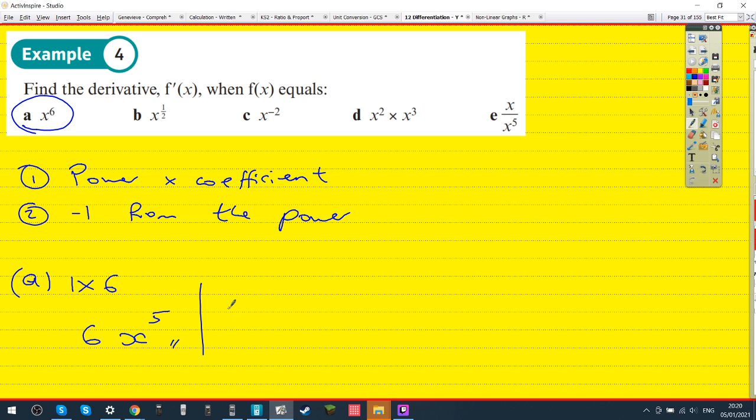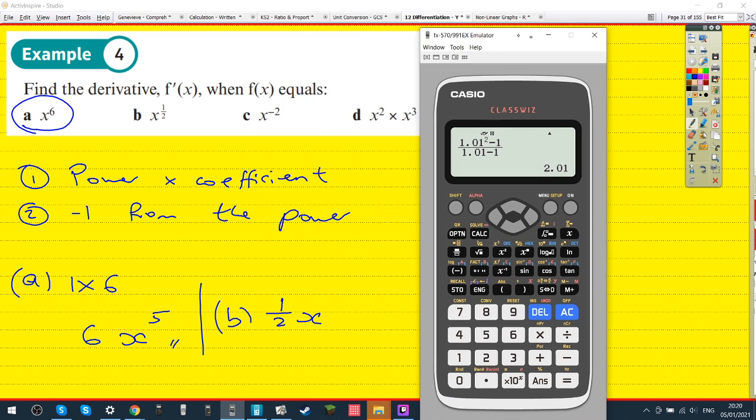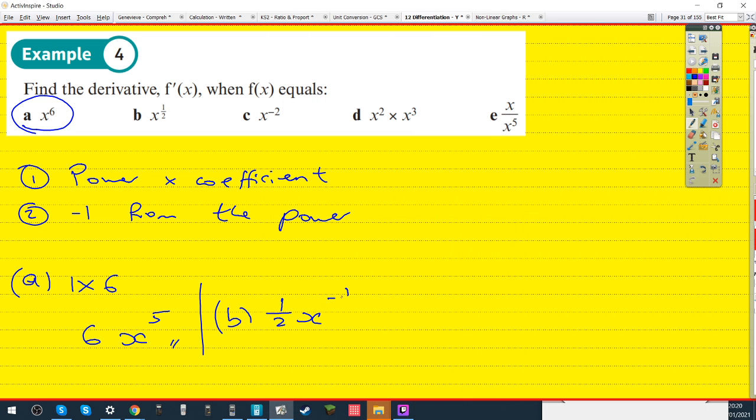Part B. It would be a half x to the power of minus a half. Well done. Minus a half. And you can always use your calculator if you're not sure. Part C. Minus 2x to the power of minus 3. Yeah.